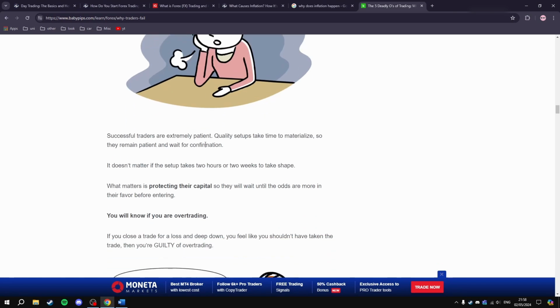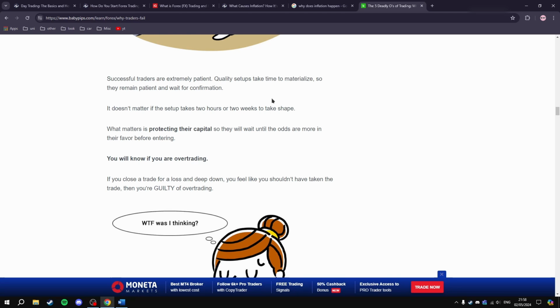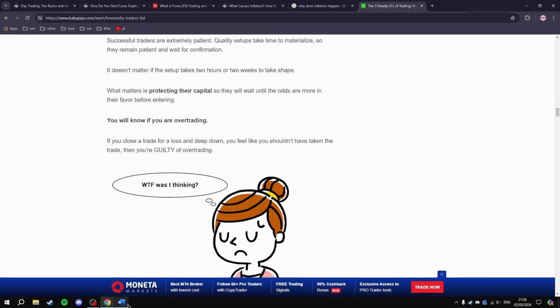Successful traders are extremely patient. Quality setups take time to materialize, so they remain patient and wait for confirmation.